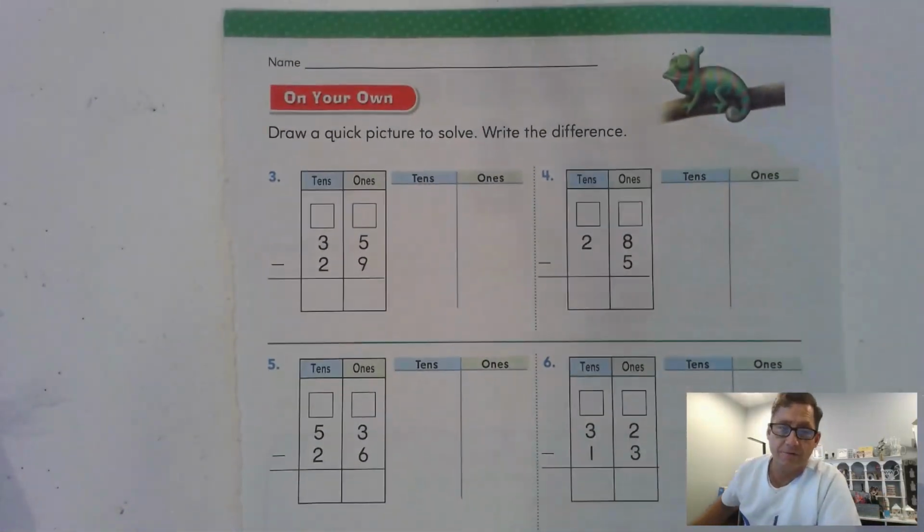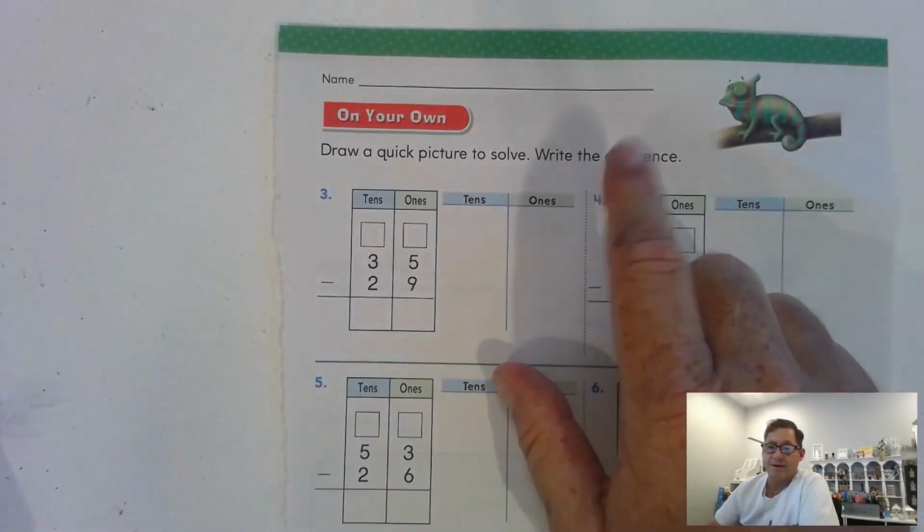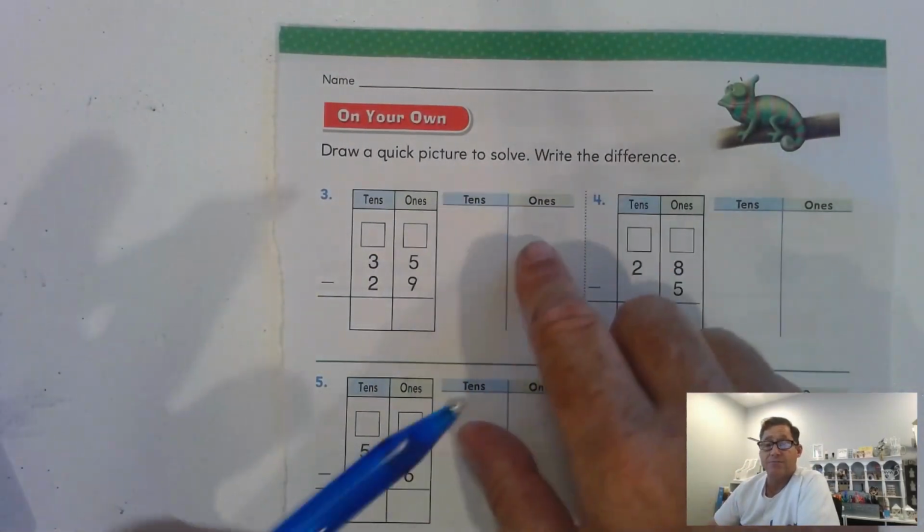Draw a quick picture, solve, and write the difference. Now recall that when we say write the difference, difference means the answer to a subtraction problem.